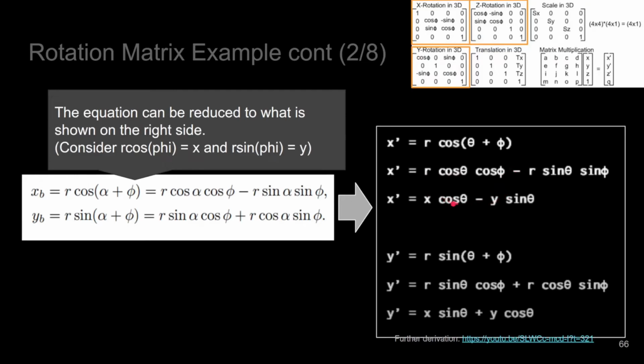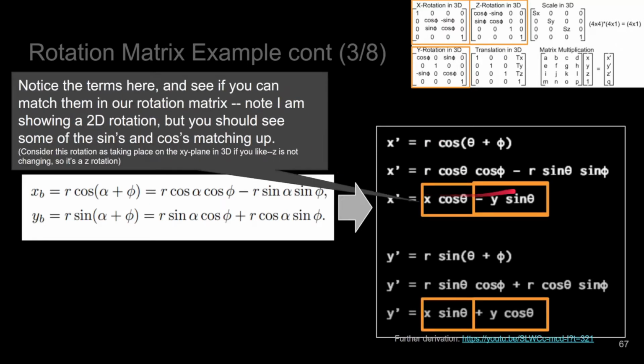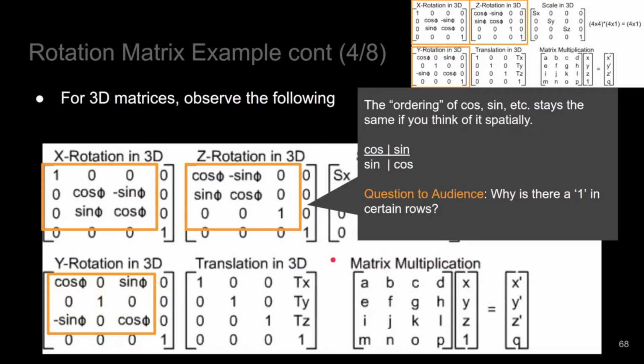And then again, this is another way to observe cosine minus sine. Here's cosine minus sine. Here's sine plus some cosine value. So I can kind of divide these up here. Again, just trying to build your intuition here a little bit. Okay, so here's the four individual terms in our matrix. All right, so the ordering, cosine, sine, etc., spatially stays the same. Cosine, minus sine, sine, cosine, okay?